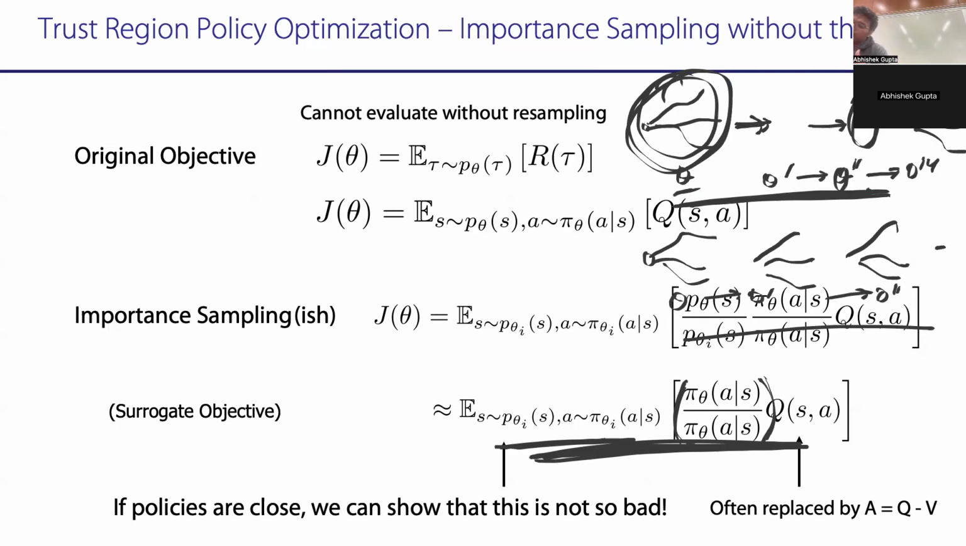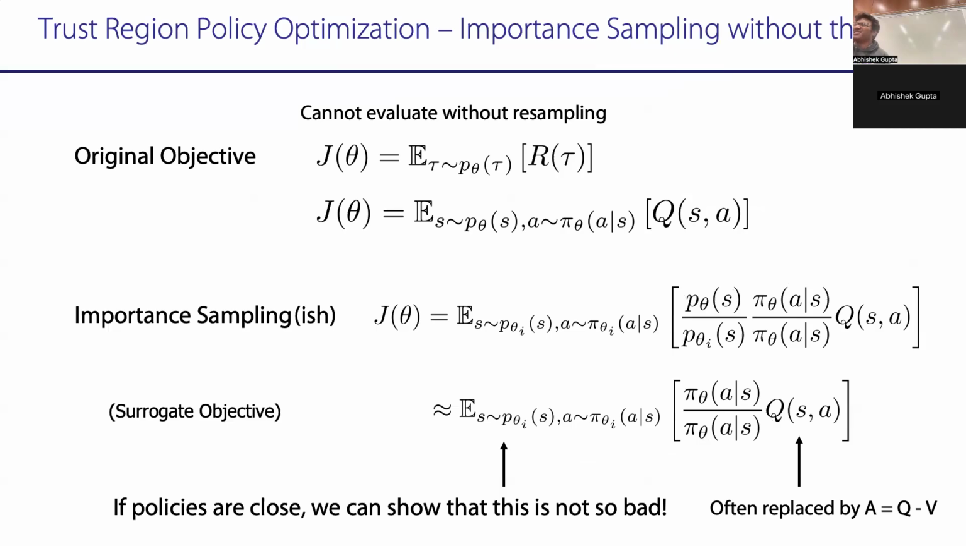It allows you to take multiple gradient steps, but because we did this approximation, you can't do many gradient steps. The approximation needs to be a valid one, which means that theta needs to be close to theta I. So you can't take infinite steps. You can take k steps before resampling. So it's better than before, but not perfect. Does that make sense?